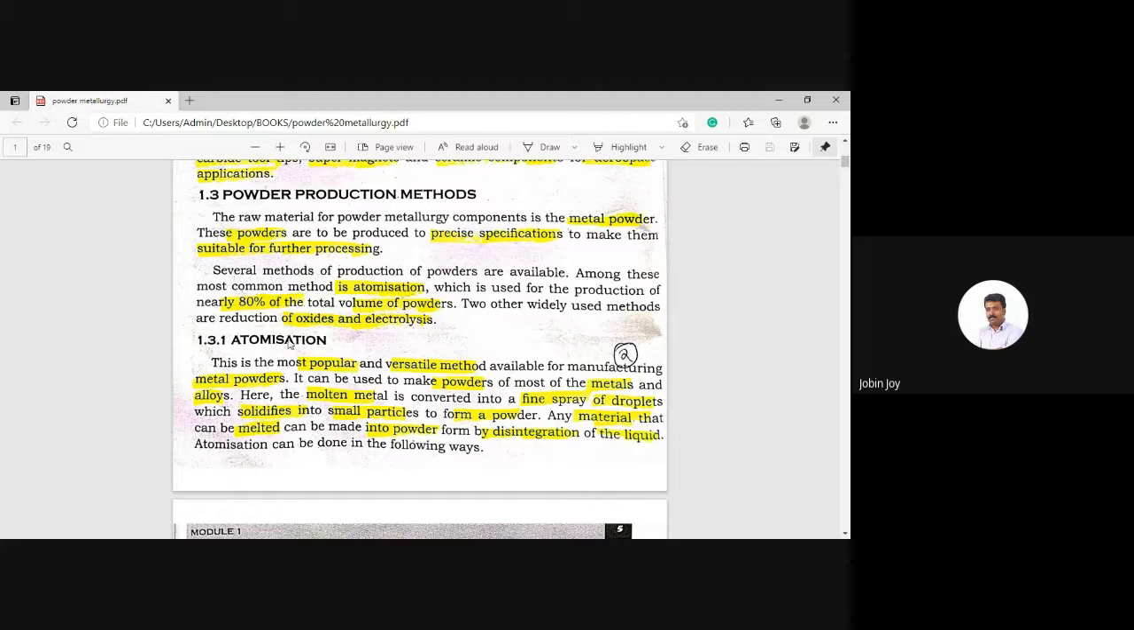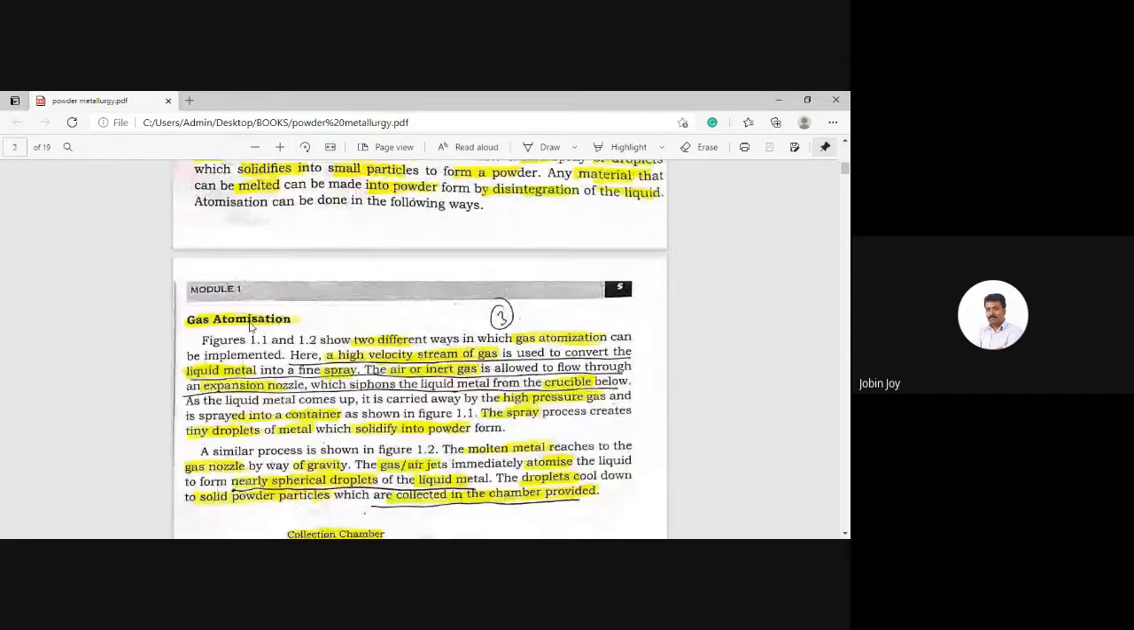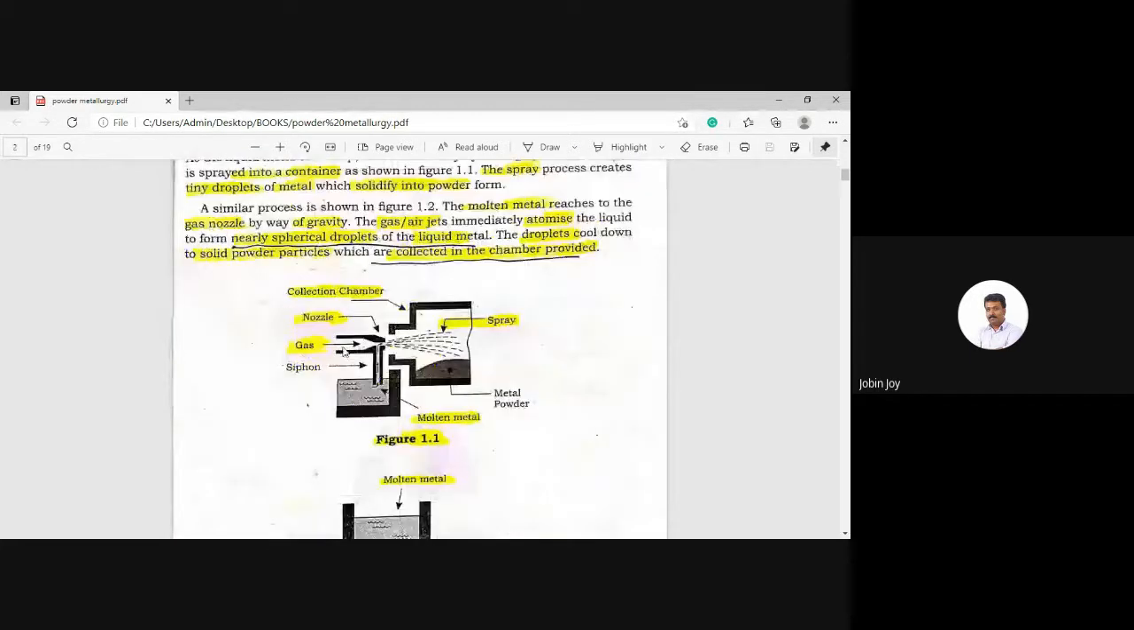This is the most popular and versatile method available for manufacturing metal powders, among all other methods. And gas atomization is the first type of atomization. Gas atomization means here a high velocity gas is used. In this picture you can see the important components. This is the gas with expansion nozzle, and you can see the siphon. At the bottom you can see the molten metal, and on the right side you can see the collection chamber. In this collection chamber we will collect the metal powder.